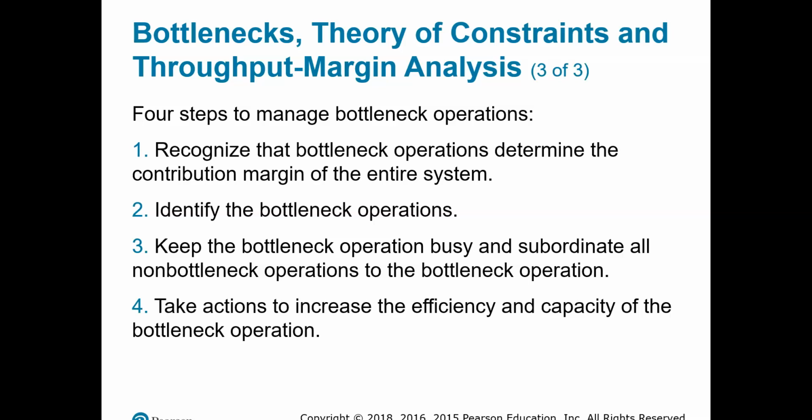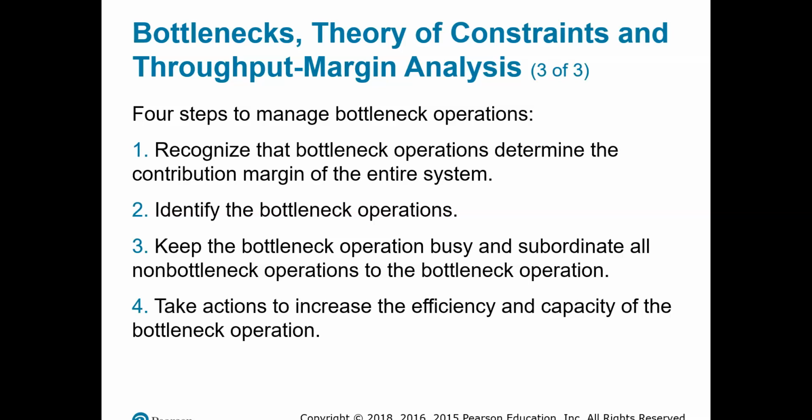Second, we need to identify the bottleneck operations. And in our case, we did. We identified Department C as the bottleneck operation. Third, keep the bottleneck operation busy. We always want to keep them busy and subordinate all non-bottleneck operations to bottleneck operations. So everybody else's schedule is going to be worked around the bottleneck operation. In our illustration, Department A could put out 200 units, Department B could put out 225 units, and Department C can put out 190 units. Everybody else's schedule is going to be focused on working around Department C and keeping them running all the time.